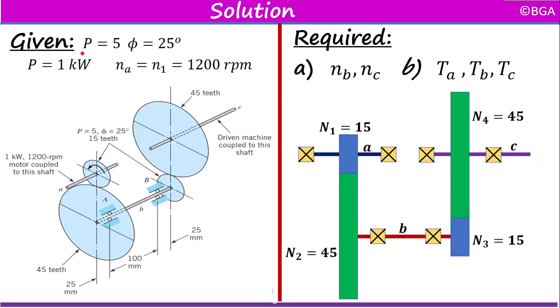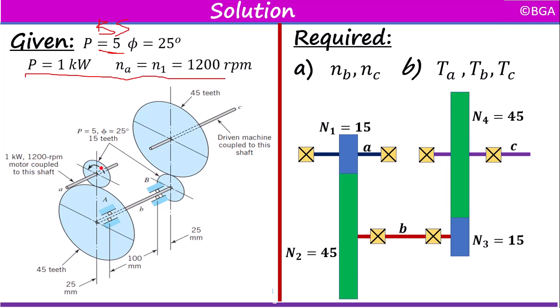So as usual, when we solve a problem, we always need to list out the given parameters. Here, the diametral pitch is given to be 5 teeth per inch. So here we have used the British system to specify the gear tooth size. And the pressure angle is given for all gears, it is 25 degrees. Because the gears used here are all identical as specified in the problem, their diametral pitch is the same, which is 5 teeth per inch.